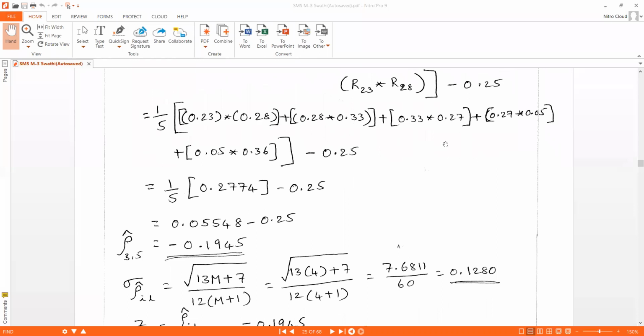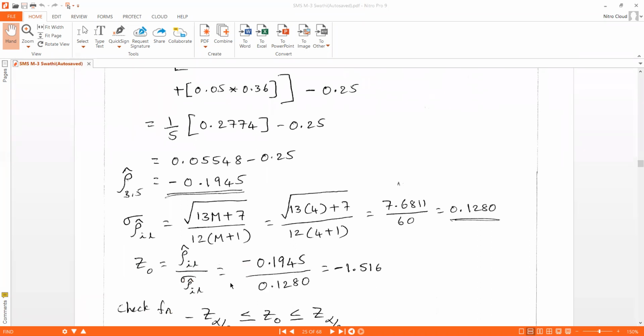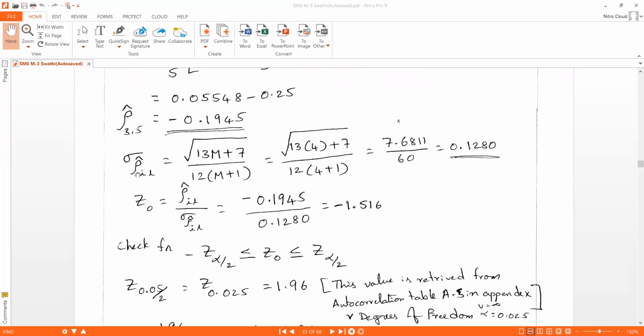Okay, now we will evaluate this expression. We will get 0.2774. Okay, that into 1 by 5. If you calculate this, we will get 0.05548 minus 0.25. We will get the answer as minus 0.1945. Okay, that is the value of rho 3,5 cap value, we will get it as minus 0.1945. Okay, now we need to find the sigma rho IL cap value.